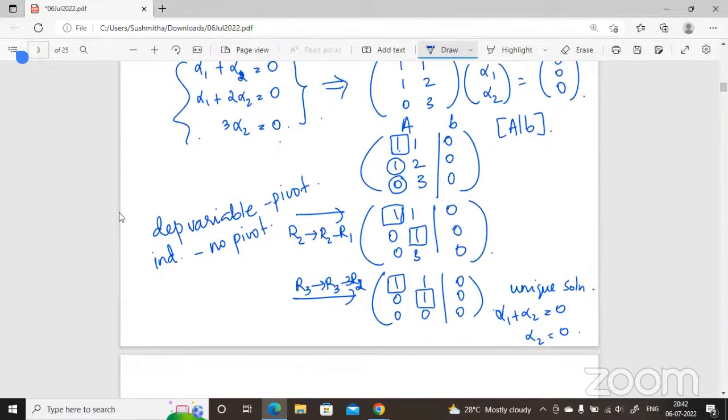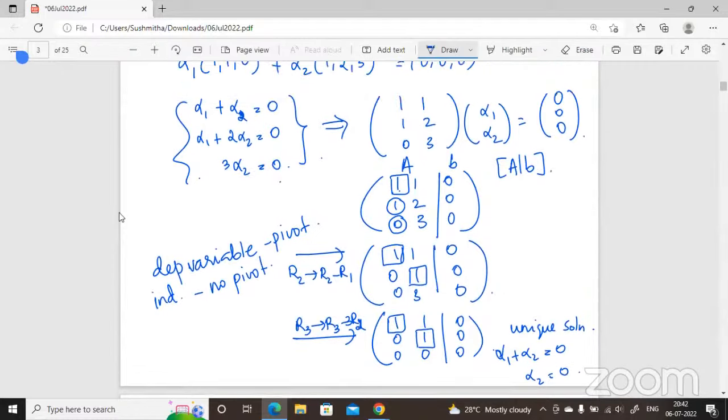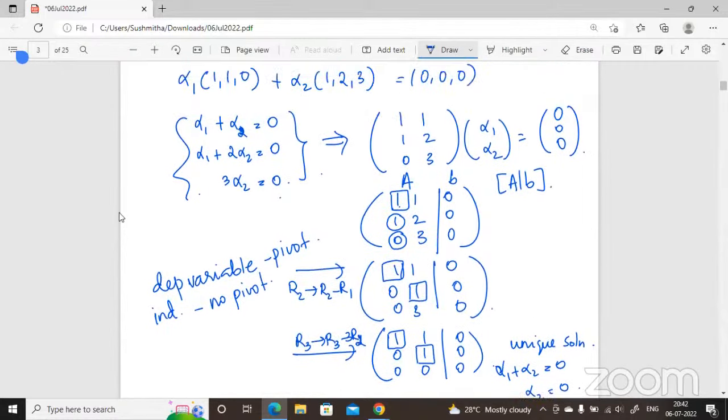Ma'am, suppose we have 2 dependent variables and 1 independent variable, then will it be linearly independent or linearly dependent? Can you explain it? Please state that once again, that it has to be in reduced row echelon form. Yeah. The concept of dependent variable and independent variable comes into picture when you talk about RREF, not REF. Okay. Now I got it.